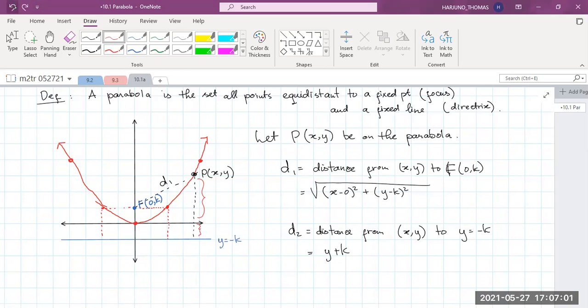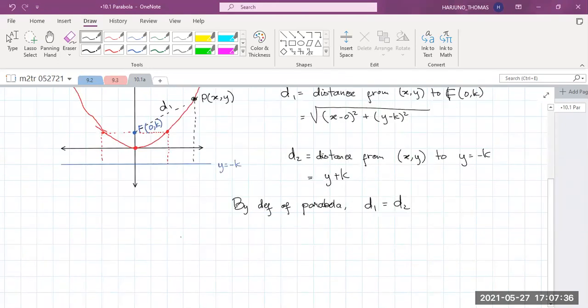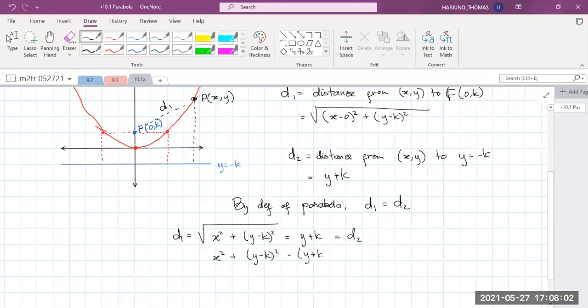Now set them equal to each other. D1 equals D2, by the definition of a parabola. Is it okay? Now, I will look for the equation. D1 is the square root of x squared plus (y minus k) squared, while D2 is y plus k. I square both sides, and I get x squared plus (y minus k) squared equals (y plus k) squared.